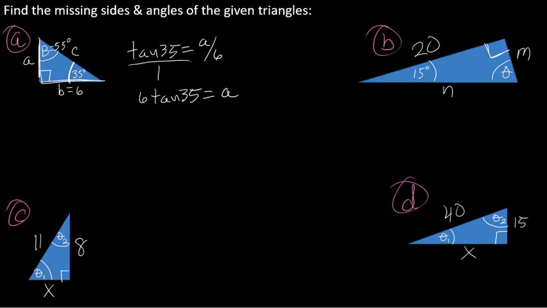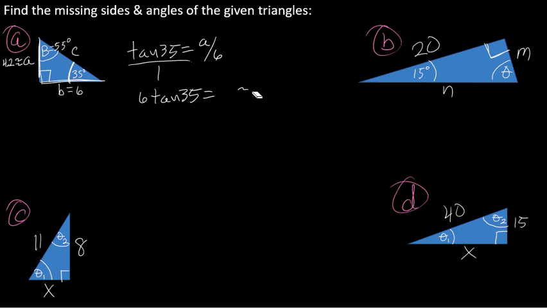Now I'm just going to throw this stuff in the calculator. If you're using your phone calculator, you're going to hit 35 and then hit the tangent button, so tangent 35, and then multiply by 6. That gives you that A is approximately 4.20. So A is approximately 4.2 in length. Okay, well, what is our hypotenuse C?